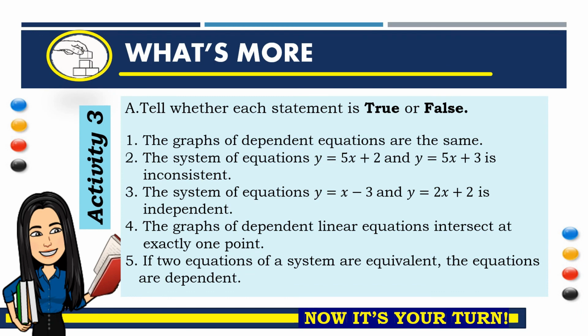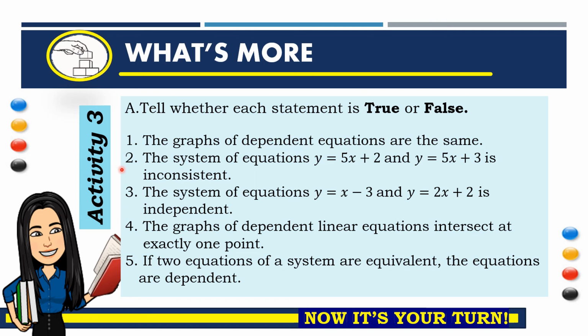I believe you already got the information that you need to know from lesson 2. And now it's your turn. What's more, activity 3: tell whether each statement is true or false. We have here 5 items. Number 1, the graphs of dependent equations are the same.